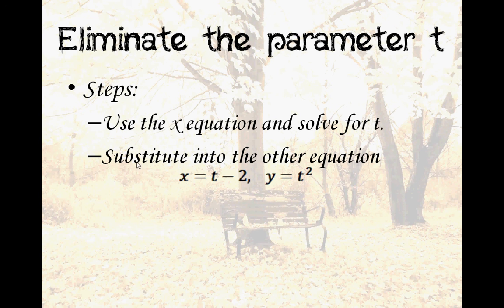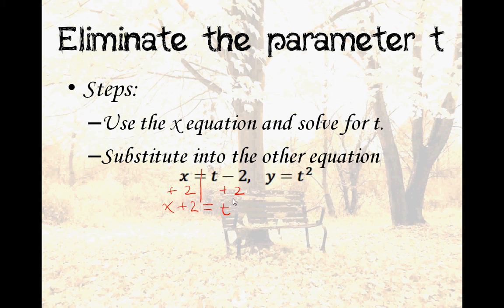So for example, let's say you have x equals t minus 2, and then the other equation is y equals t squared. So the first step says to use the x equation to solve for t. So I'm going to come to the x equation here. I'm going to solve for t, so I'm adding 2 to both sides so that these 2's cancel out, and you get x plus 2 equals t. So you're done with the first one. We used the x equation, and we solved for t.